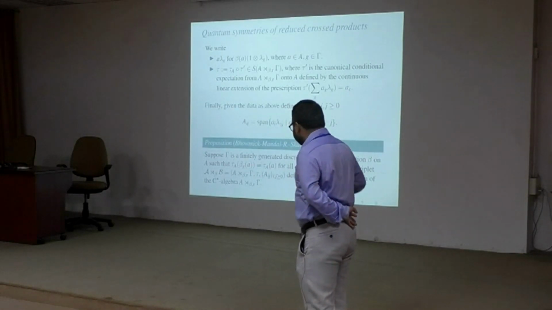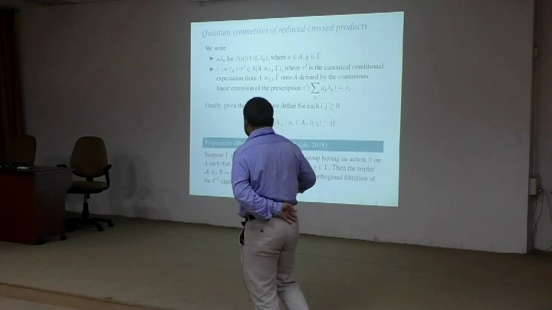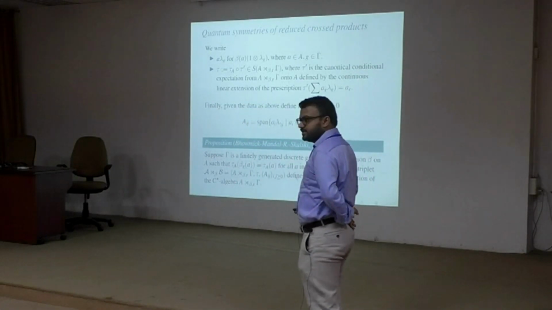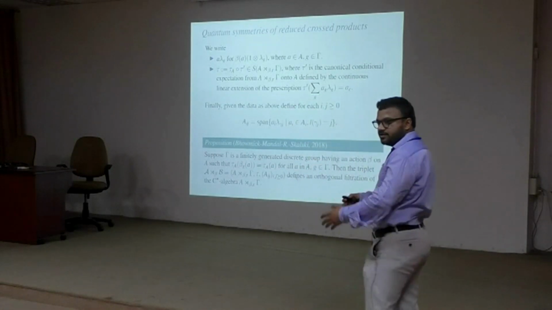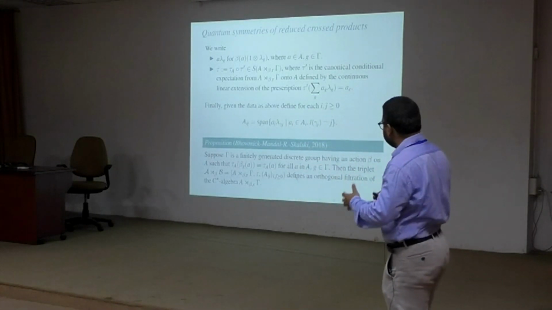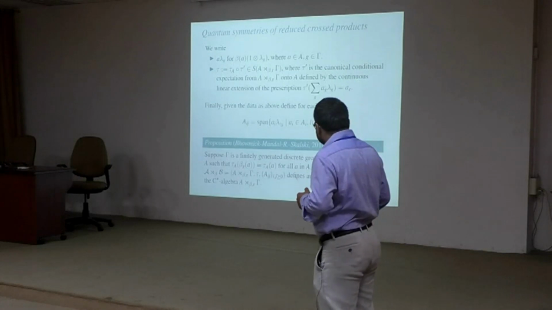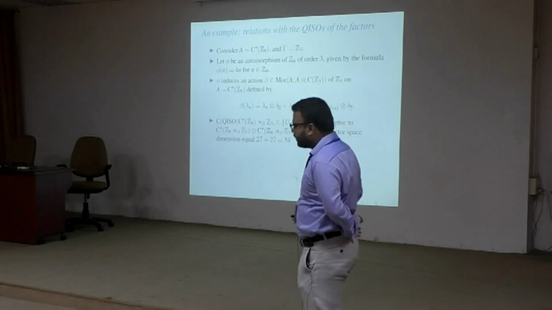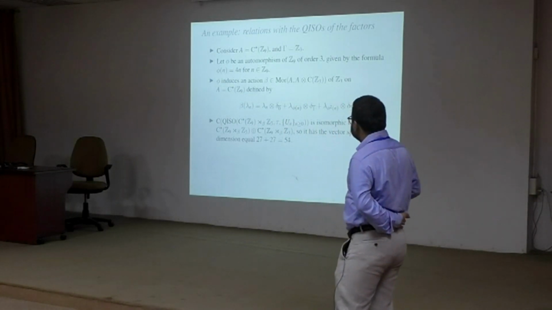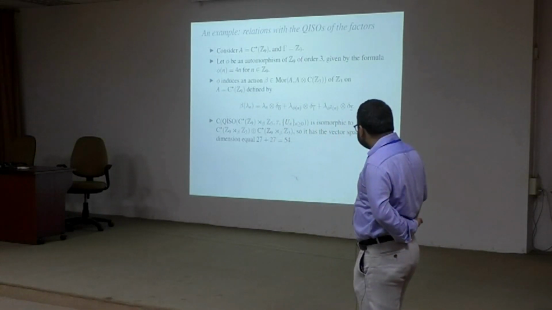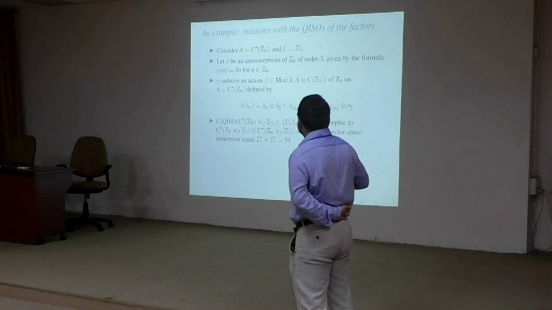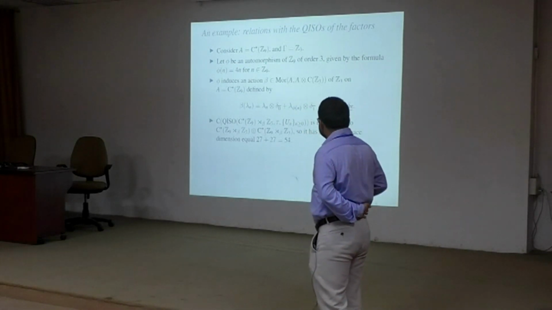So if the action is state preserving, then one can construct the orthogonal filtration of the C-star algebra. Under this condition, one can show that the quantum isometry group of the cross product exists. Not only that, they computed one example explicitly. What they did is, they took the C-star algebra of Z9, and then they took gamma to be Z3, and let it act on Z9 by automorphisms.